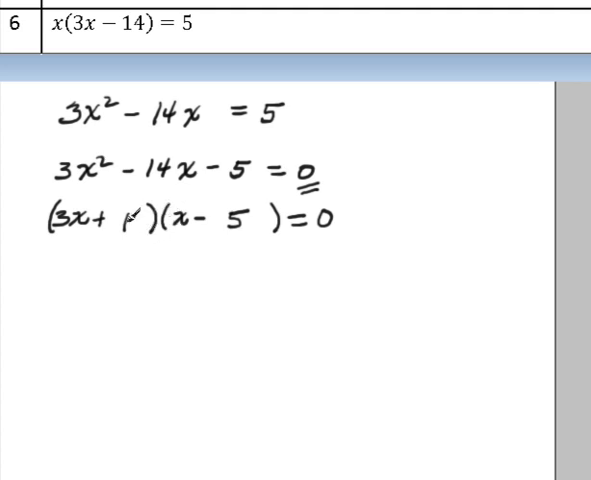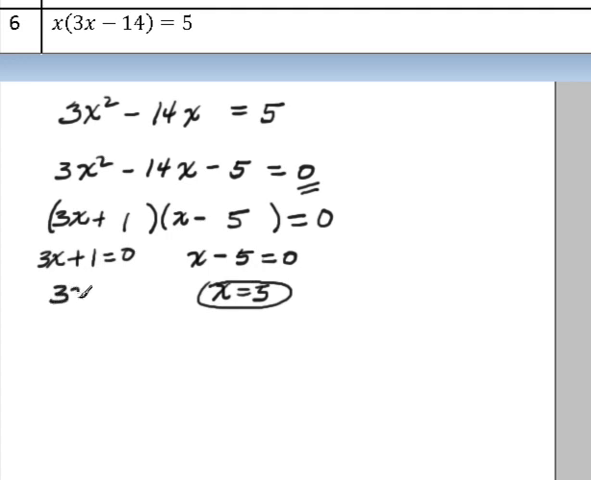All right, and now check the middle term here. Let's see if we get a minus 14x. Well, here we have a minus 15x plus 1x. That does give us a minus 14x. So this is the right factorization. The next step is setting each factor equal to 0. So we have 3x plus 1 equal to 0 and x minus 5 equal to 0. All right, on the right over here we're going to add 5 to both sides, which gives us x equal to 5. That's one solution. And here we'll subtract 1 from both sides, 3x is equal to minus 1, and divide by 3. And we have x is equal to minus 1/3. So those are our 2 solutions.